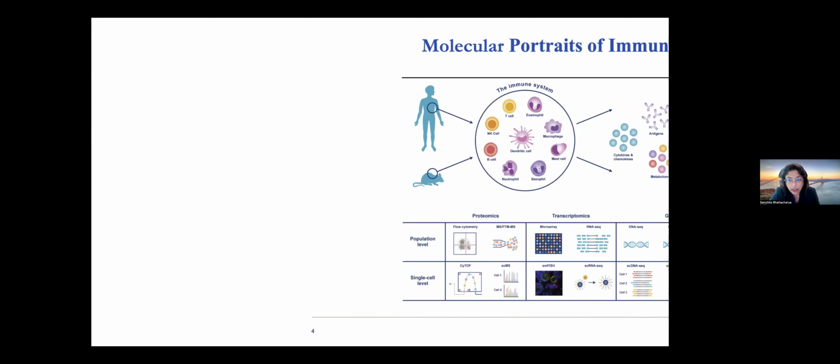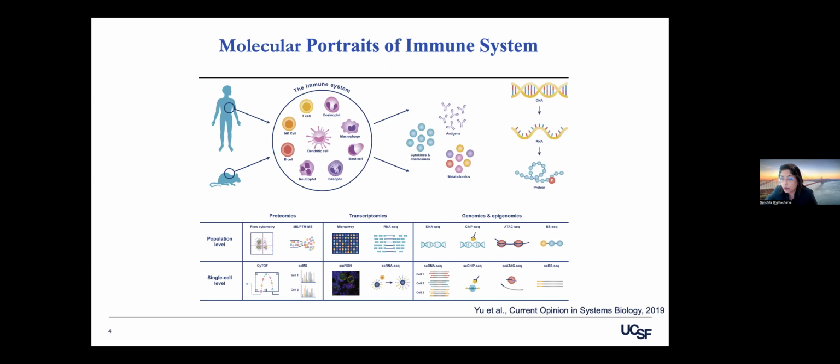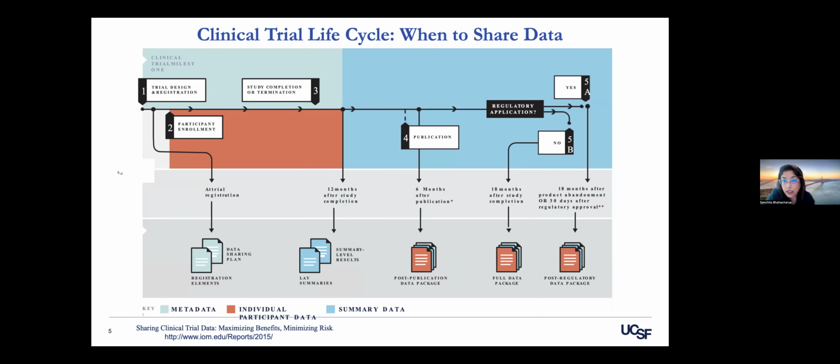So the molecular portraits of the immune system, with the recent trends of systems immunology, there's a lot of data getting generated in the proteomics, transcriptomics, genomics, and epigenomics areas at the population level and at the single cell level. And so the question is, where do we store all of this data? This is more the clinical researchers asking the question that, we are good at generating the data, but then we need to keep our data safe, well curated, and then also would like to share with the community.